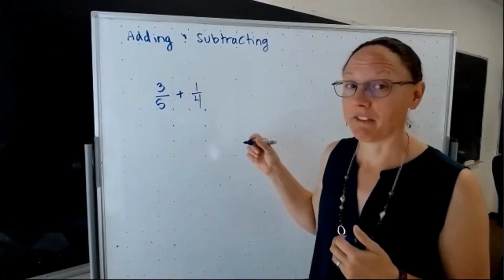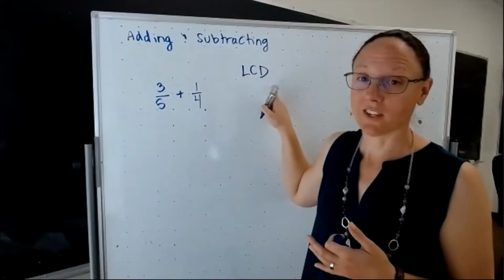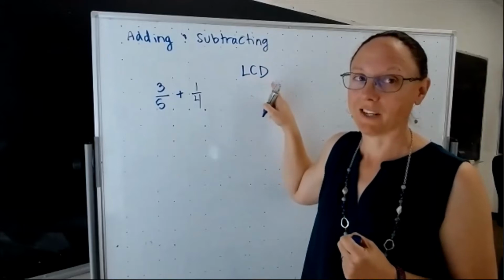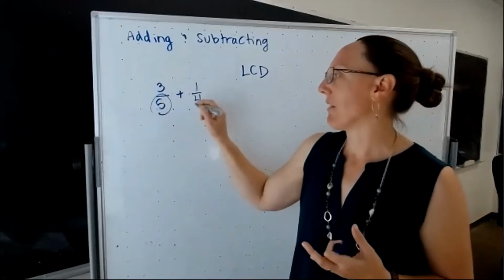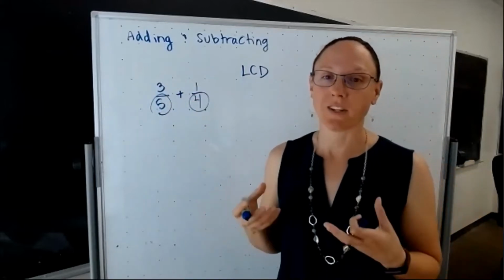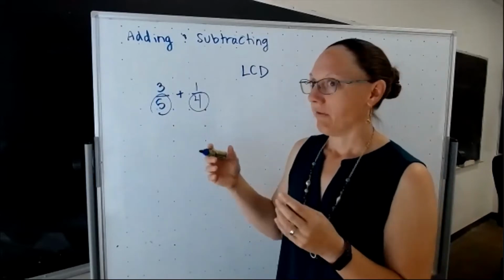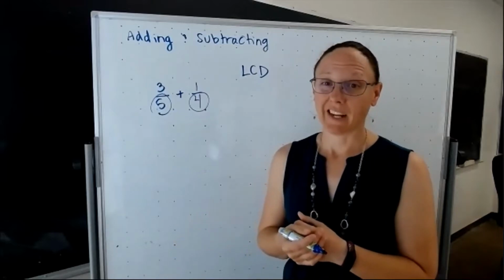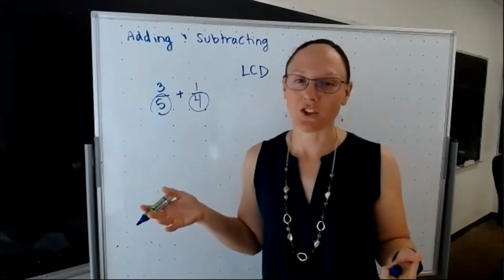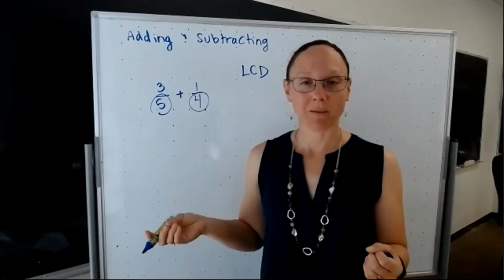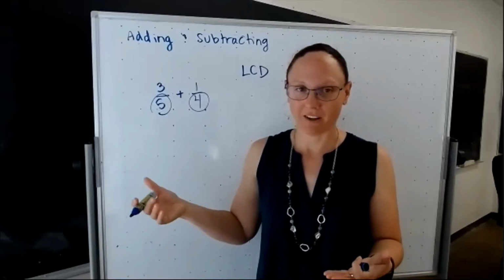Now, we often use the abbreviation LCD, not liquid crystal display, but lowest common denominator. When I look at 3/5 and 1/4, I'm looking at the 5 and the 4, and thinking about the smallest number that both of these factor into. One route for finding a common denominator is always to just multiply the denominators together. Sometimes it's going to be the lowest common denominator, sometimes it's just a common denominator.